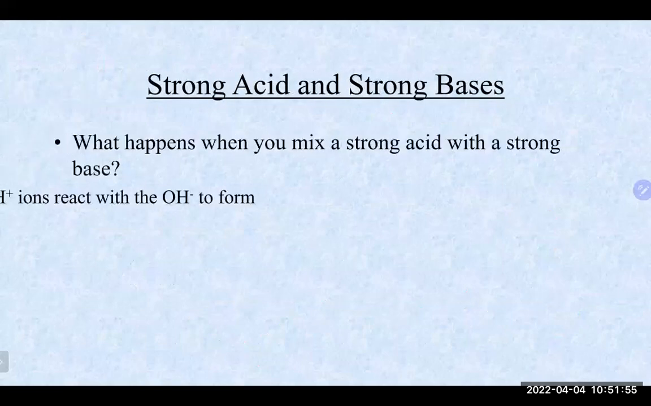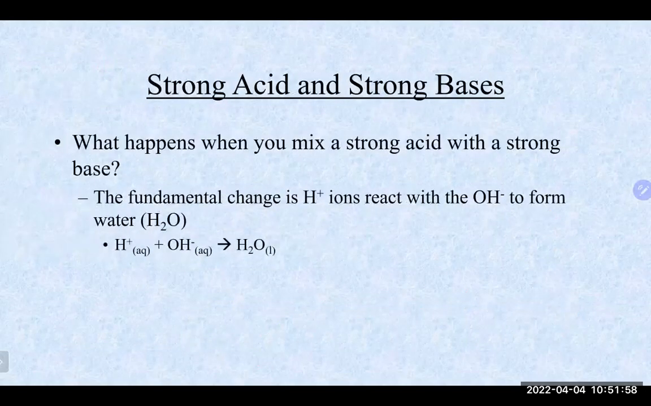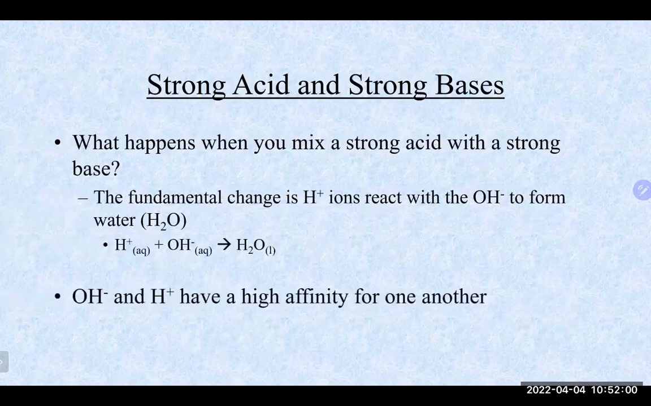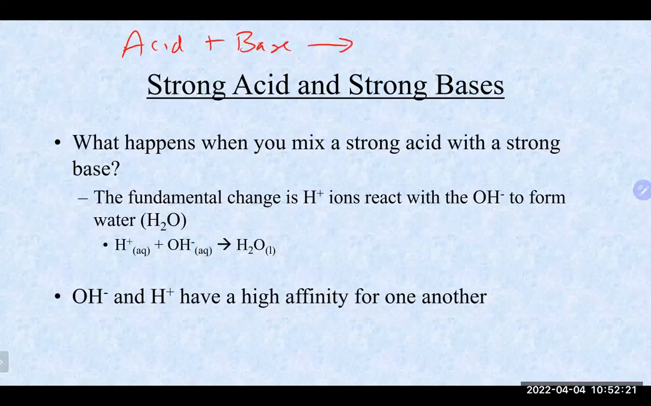So the reaction of a strong base and a strong acid will pretty much always end up in the same result, no matter what combination of strong acid or strong base you put together. You basically always end up with the formation of water. Typically, when we react an acid with a base, two things are formed in this reaction: a salt and water.